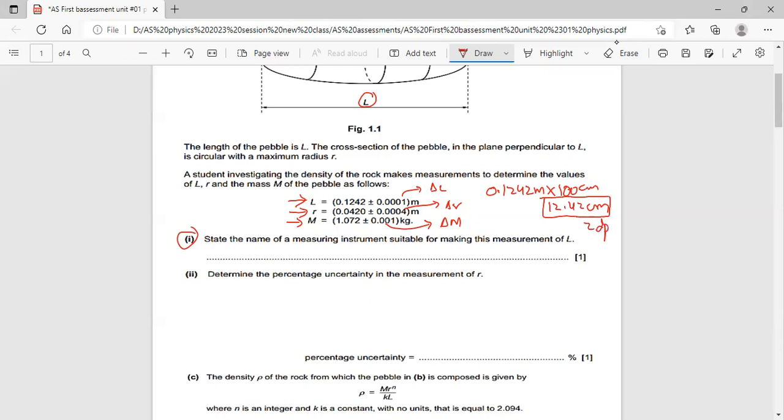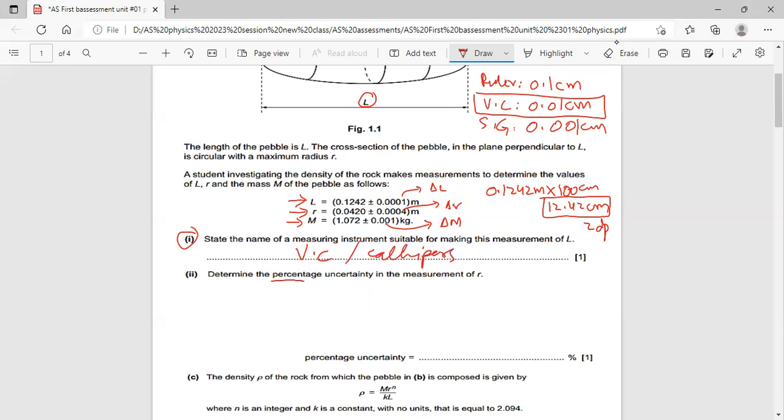Now we have to look for one thing: if we use a ruler to measure anything, we write its answer in one decimal place as its least count is 0.1. If we use a vernier caliper, its least count is 0.01, so we write every answer measured from vernier calipers in two decimal places. And for a screw gauge, it's 0.001 centimeters, so three decimal places. So 12.42 is in two decimal places, which means we have used vernier calipers. So vernier calipers, or simply calipers, is the answer.